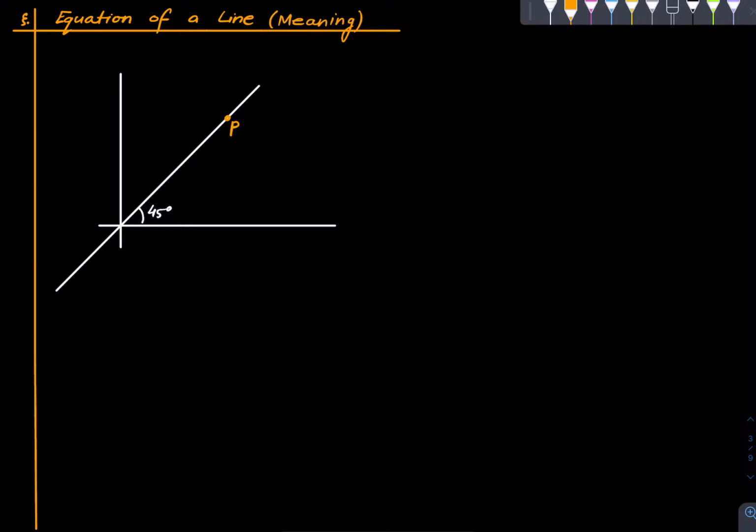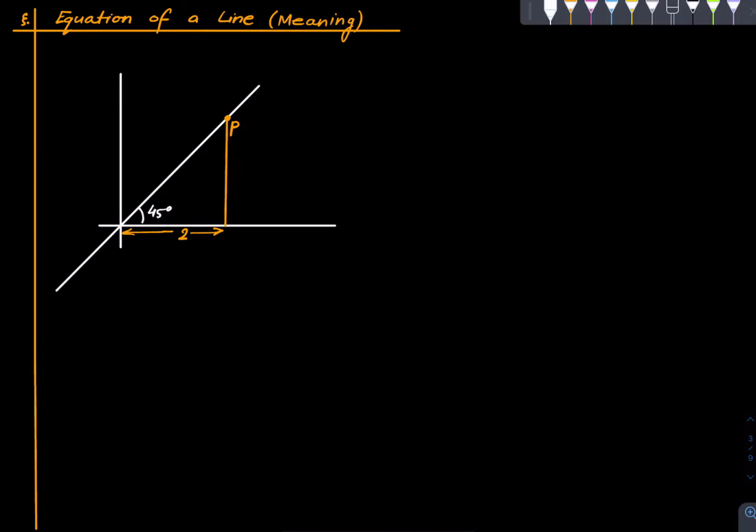That's very simple. Just drop this perpendicular. If the abscissa is 2, this length is 2. And since this angle is 45, this angle is also 45, so this is an isosceles triangle, and hence this length is 2. So if the abscissa is 2, the ordinate is also 2. And you can play this game for any point P. If the abscissa were x, the ordinate will turn out to be x.